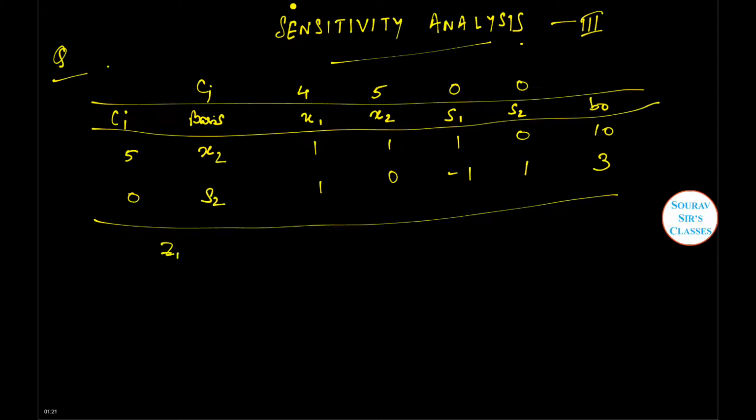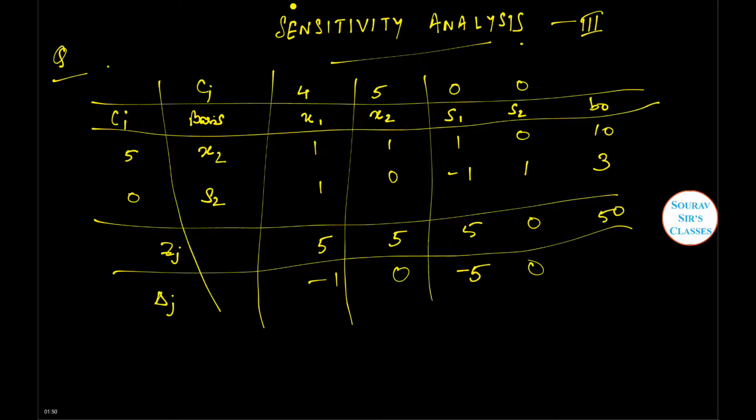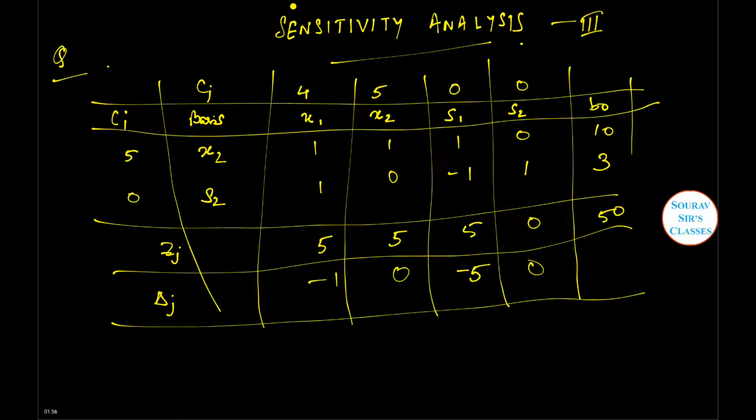The Zj is 5, 5, 5, 0 and 50, whereas the Delta j is -1, 0, -5, 0. This is the given simplex table.